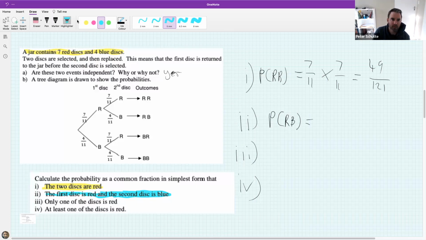So what have we done? The red is this path. The second one is the first disc is red, but the second one is blue. So that probability is going to be 7/11 times 4/11, which is 28/121.